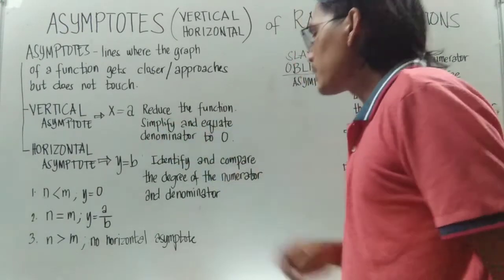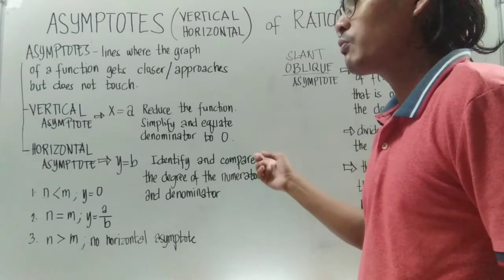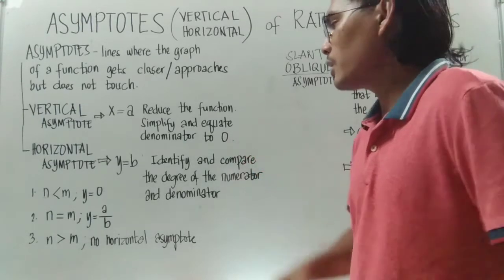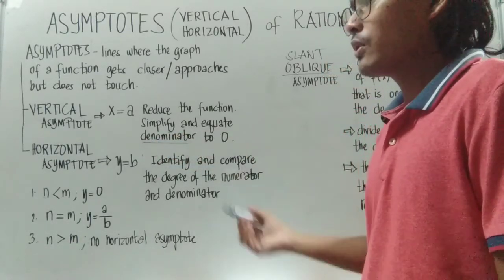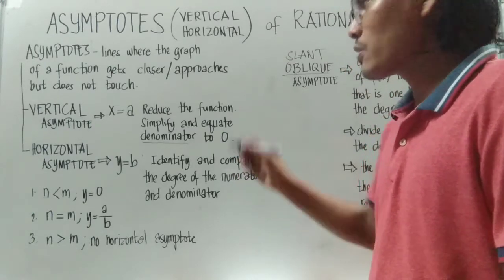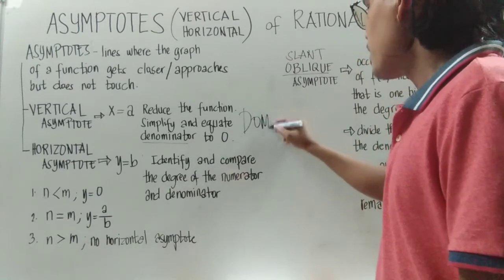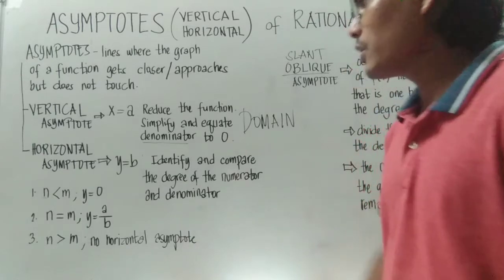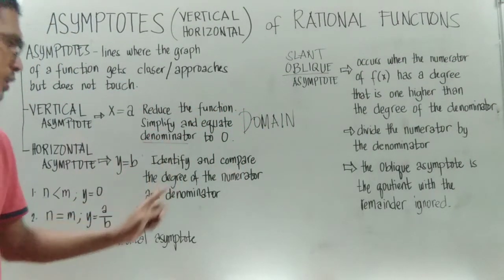To solve for the vertical asymptote, we have to reduce the function by factoring, then simplify and equate the denominator to 0. In another video, the denominator is also used in finding the domain. So the vertical asymptote and the domain have some relationship. Then we move on to the horizontal asymptote, denoted by y equals b.